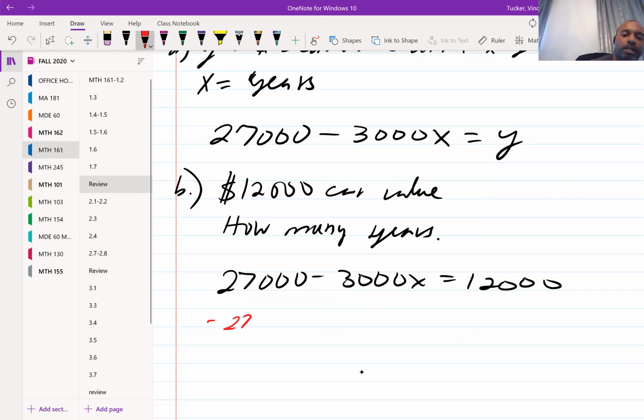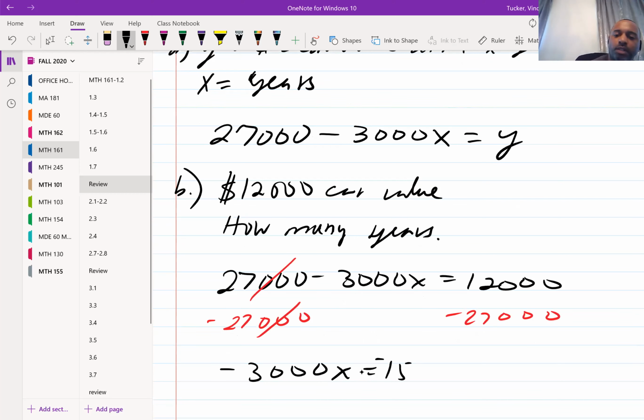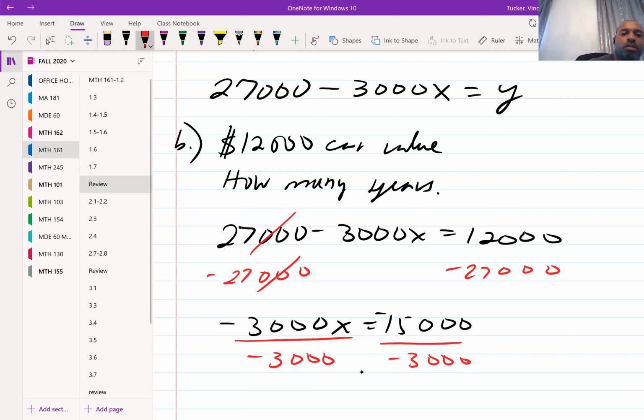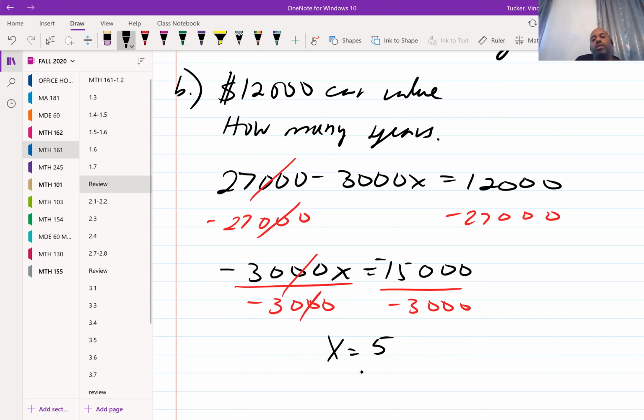So we're minus 27,000. So that'd be negative 3,000. Make sure you don't lose that negative. That's negative 15,000. There you go. And divide by negative 3,000. And X will be 5. So in 5 years, it will be worth $12,000.